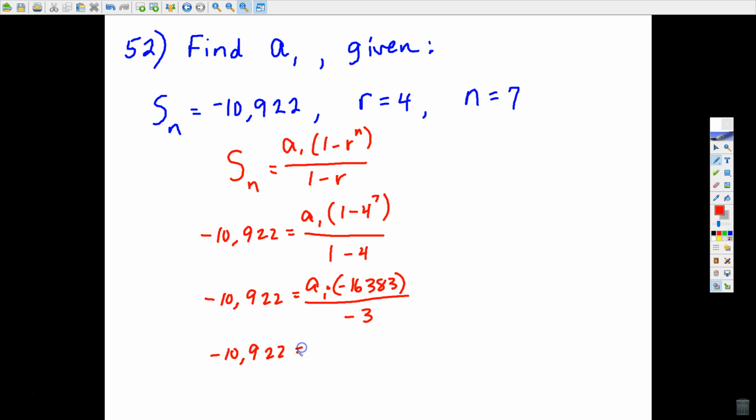I really haven't done anything to the left side yet, but dividing this, I get positive 5461 times a sub 1. Now it looks pretty easy to solve for a sub 1 by division. Divide by 5461 on both sides. We'll grab our calculator one more time: negative 10,922 divided by 5461, and we get negative 2. So our answer for a sub 1, the first term, is negative 2.